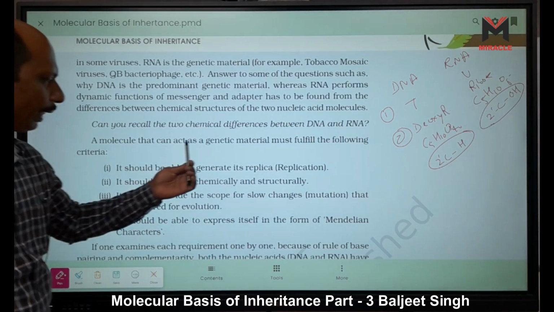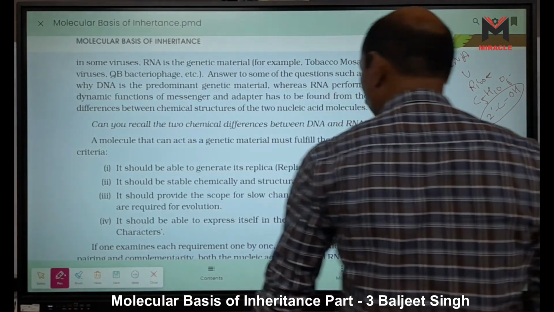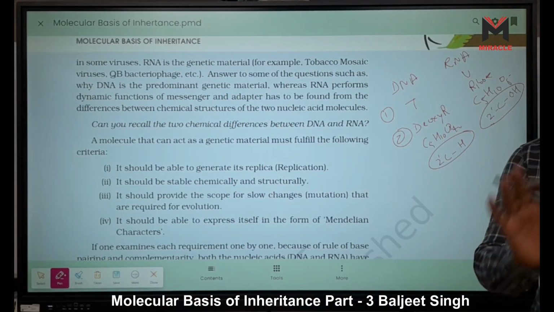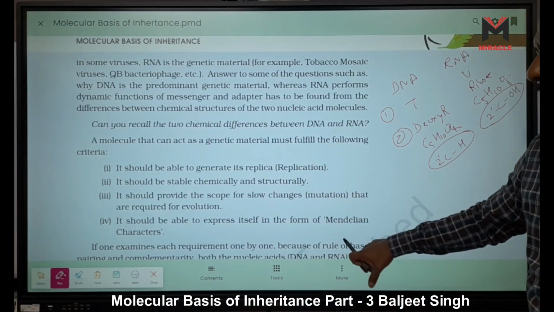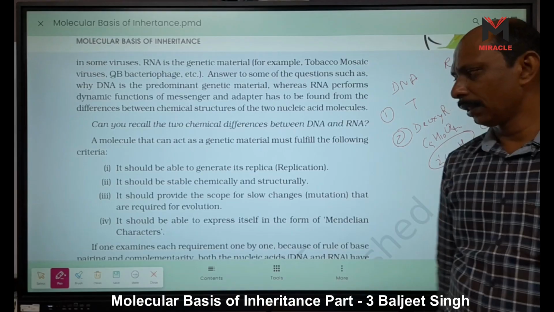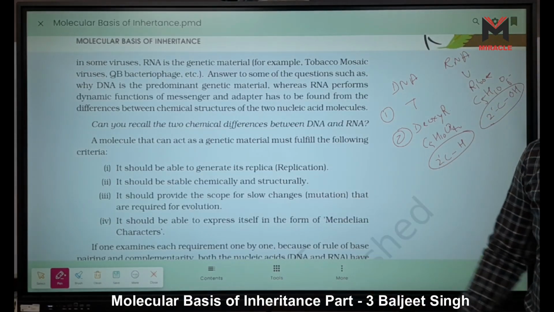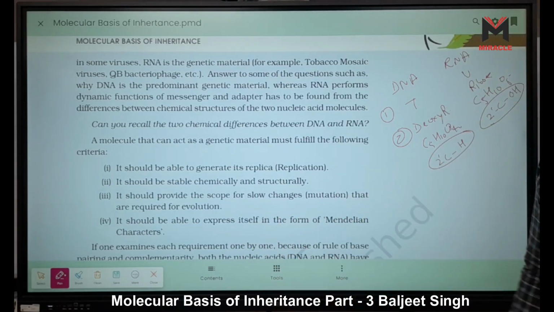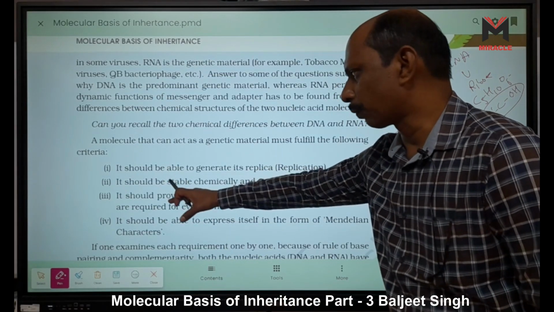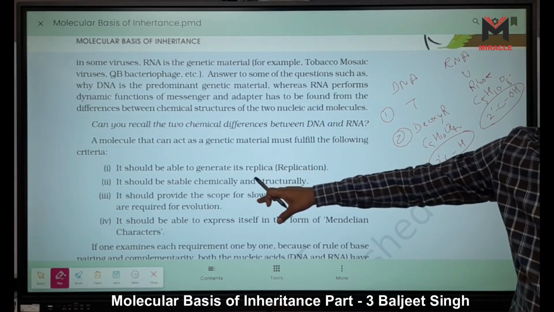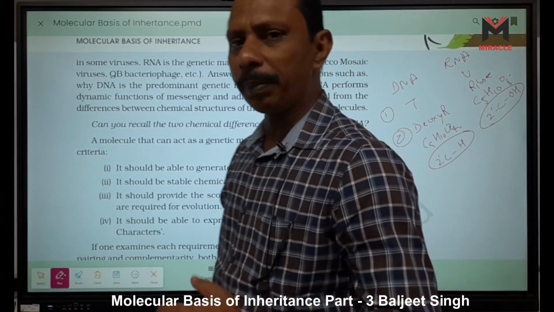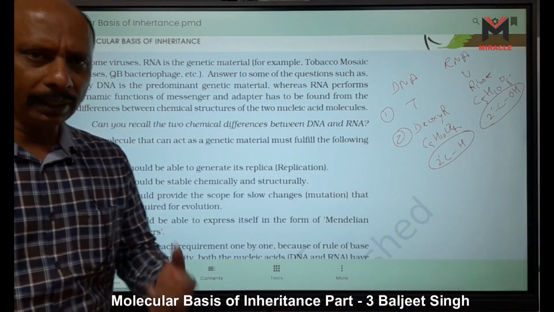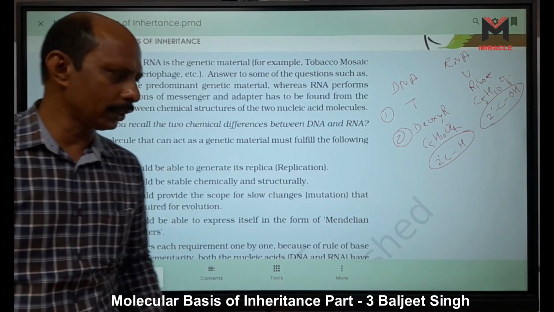A molecule that can act as genetic material must fulfill the following criteria. Four criteria are given here. First, replication, second, stability, third, mutation, and fourth, expression. Replication: it should be able to generate its replica, meaning it can replicate itself. That process is called replication.